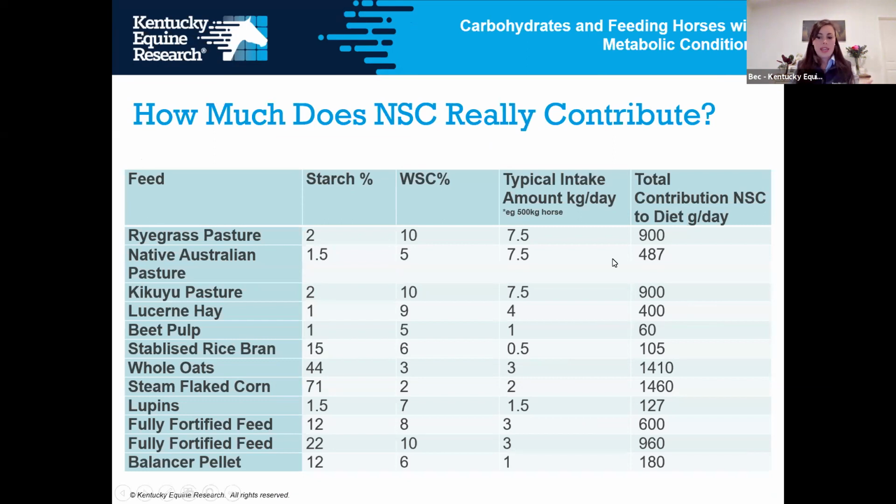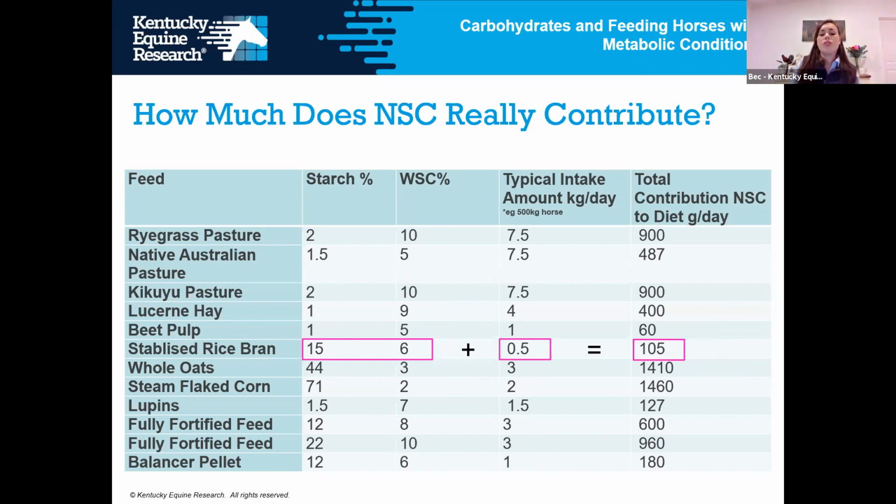So this table here looks very confusing, and it's not meant to be, but it is really, really important because we need to look at how much NSC is actually contributing to the diet as a whole. Now, it's kind of universally accepted that for a lot of these metabolic syndrome type horses, we want that to sit around the 10 to 12%. Now, like David explained before, we look at starch plus WSC, okay, and that gives us the NSC content. We also then need to look at the typical feeding rate, the inclusion rate that we want to put into the horse's ration, and then we times that, and we actually look at the amount of NSC that is being contributed to the diet overall.